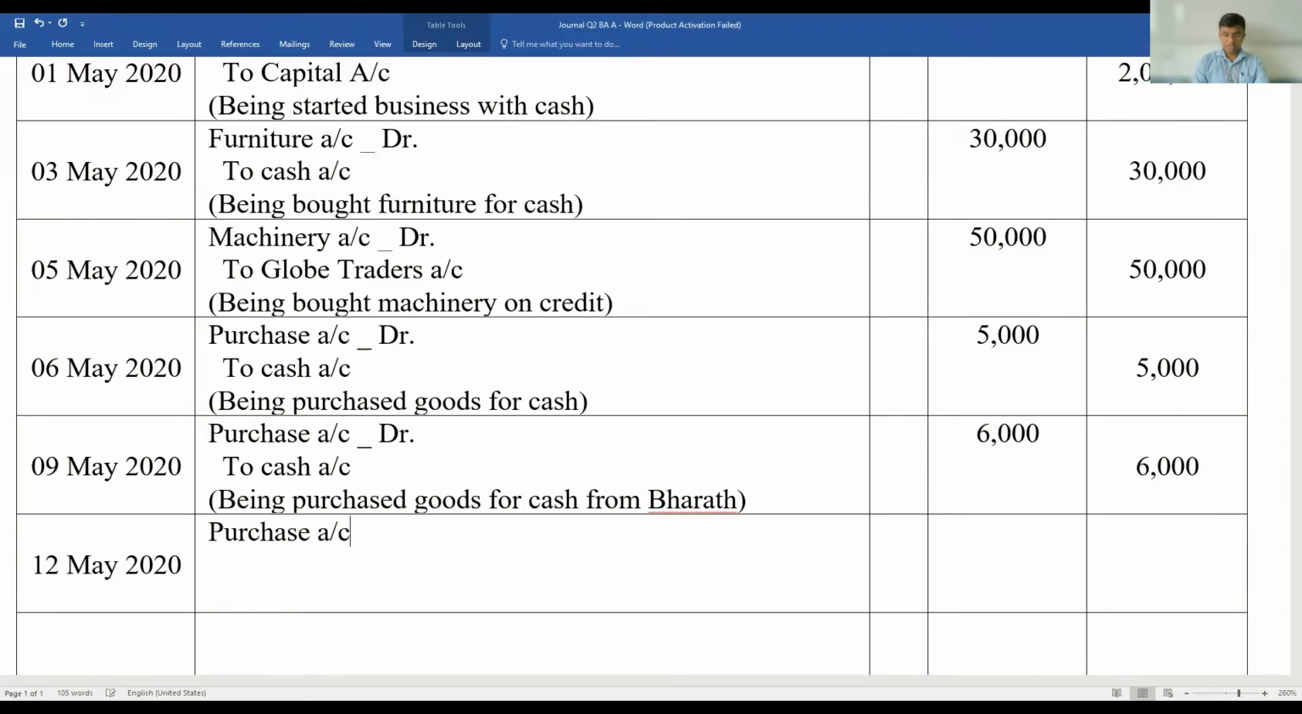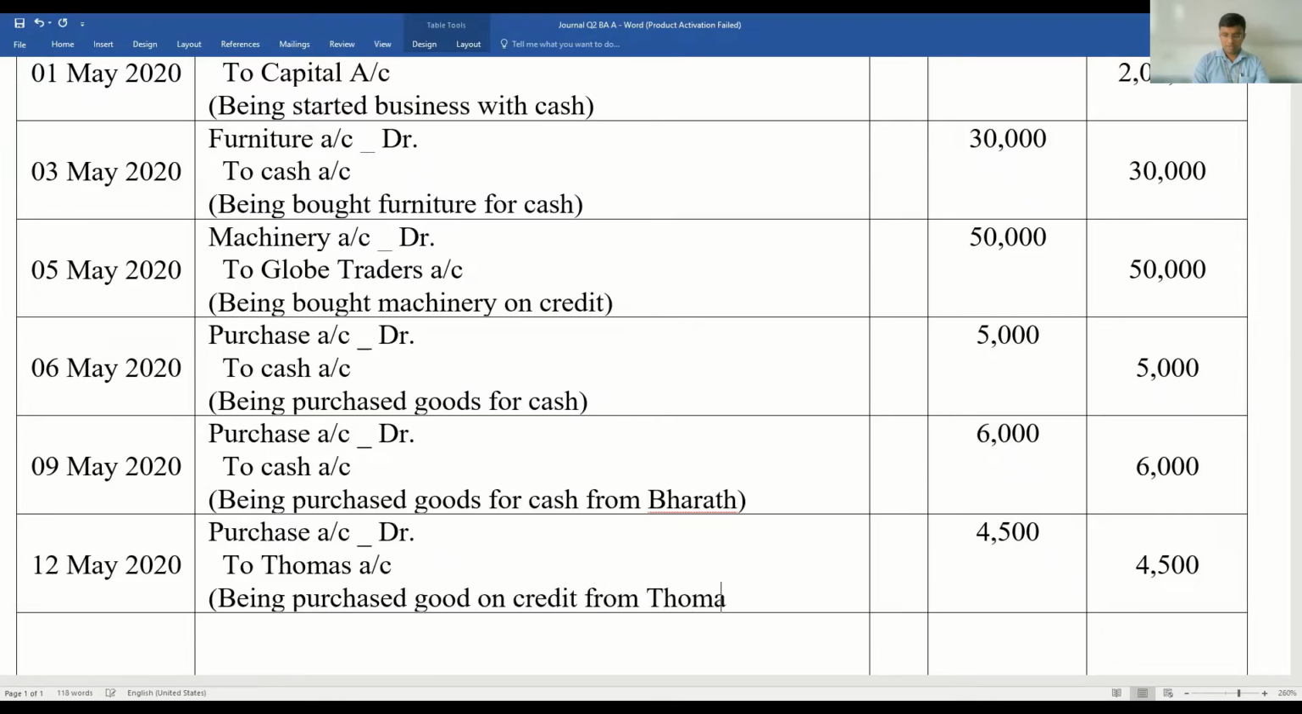Purchase account debited, and the amount is 4,500 to Thomas. 4,500 being purchased goods on credit from Thomas.